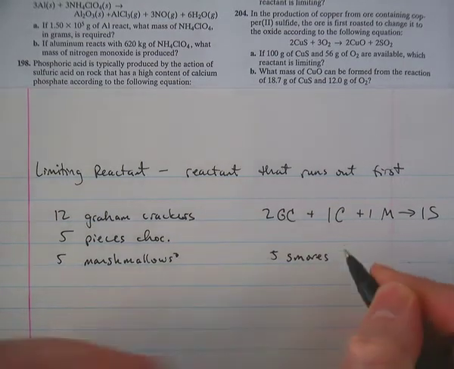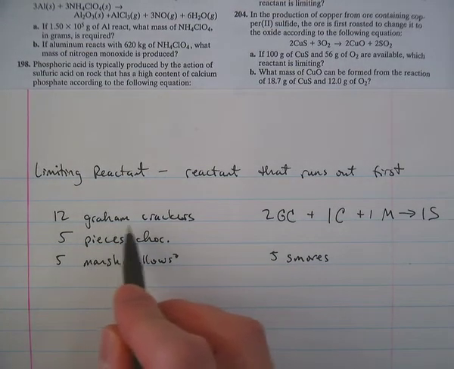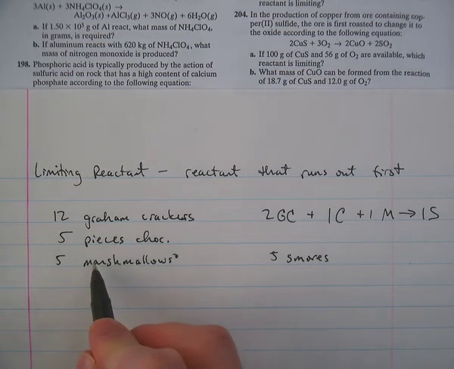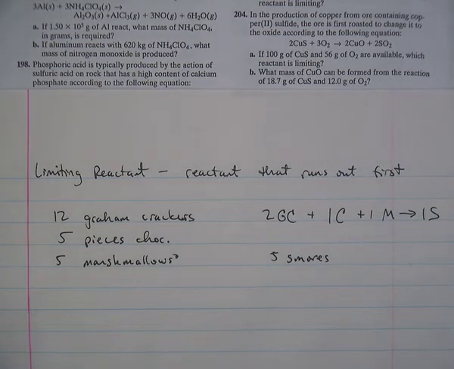Why is that? Because my chocolate and my marshmallows will run out. I still might have graham crackers left over, but because those have run out, I can't make any more of my product. That makes the chocolate and the marshmallows my limiting reactant. Okay, so how can this actually be used for a chemistry problem?